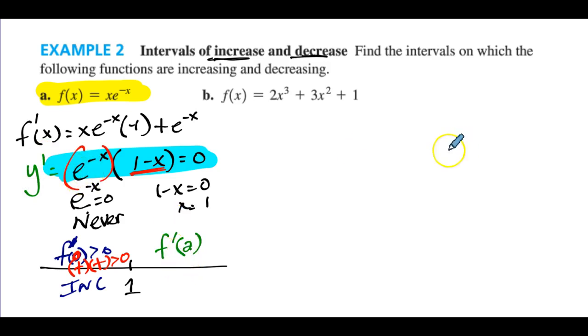So remember, negative exponents do not create negative numbers. They create reciprocals. So I don't know what that number is, but I do know that it's positive. And if I throw a 2 into the second parentheses, 1 minus 2, I'll get a negative. And of course, that's a negative number, which is less than 0, and then that's decreasing.